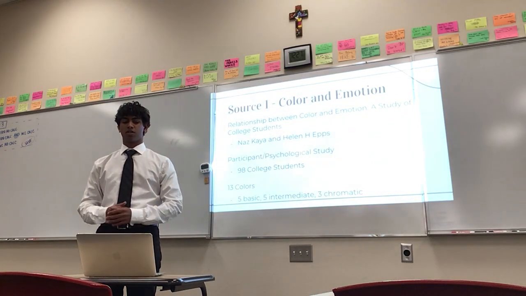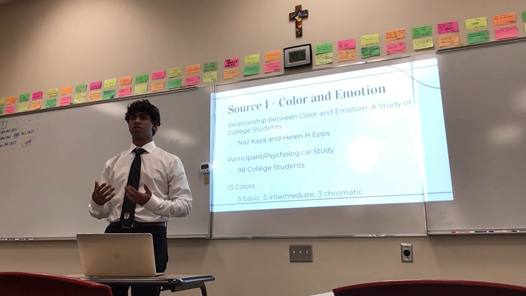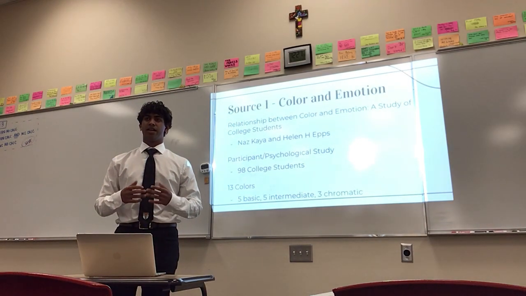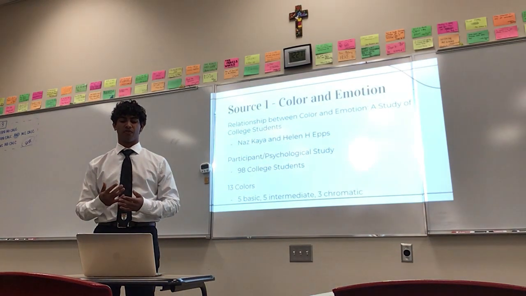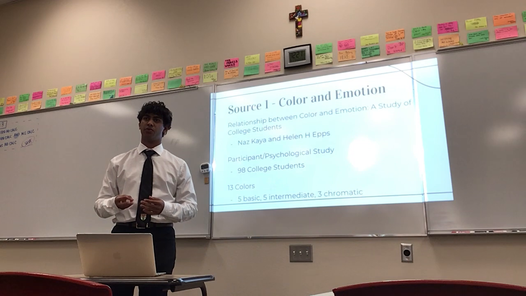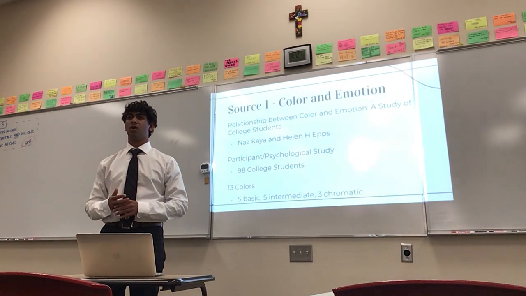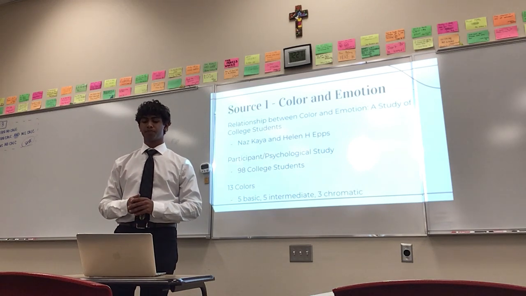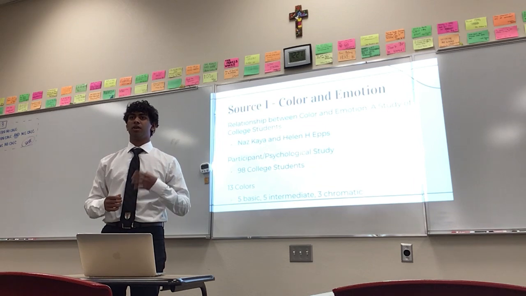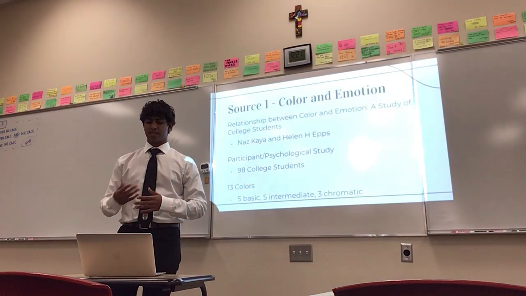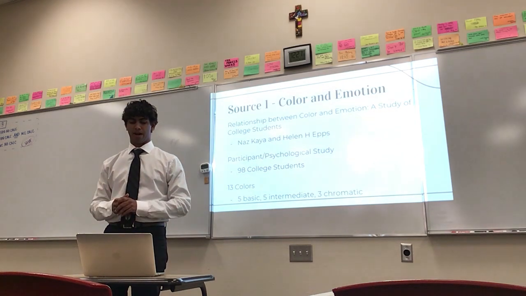So for my first source, Kaya and Epps performed a participant psychological study in which they used 98 college students to derive meanings behind 13 colors. These colors were 5 basic colors, 5 intermediate colors, and 3 chromatic colors. The basic colors were red, blue, yellow, orange, and purple. The intermediate were red-yellow, yellow-blue, blue-orange, etc. And then the 3 chromatic are also known as black, white, and gray.